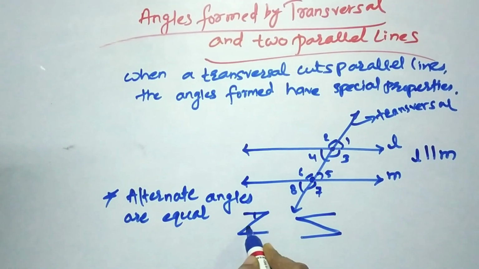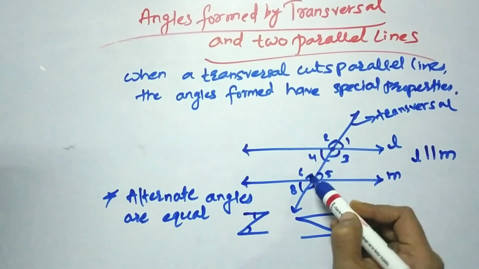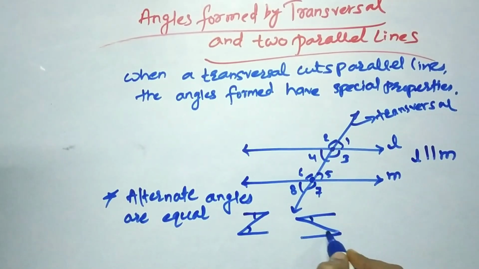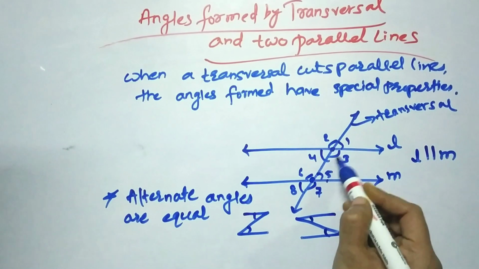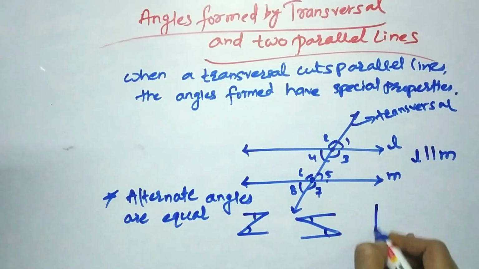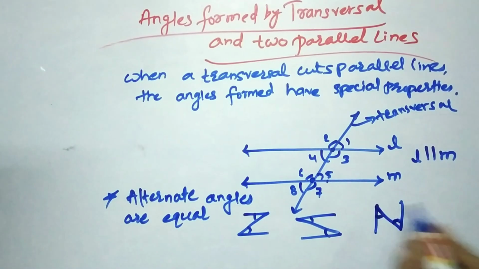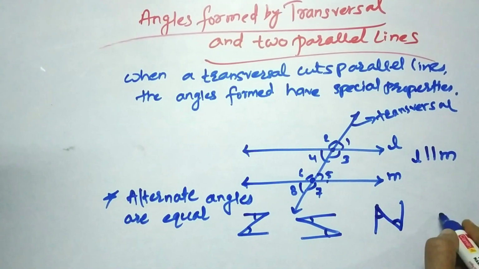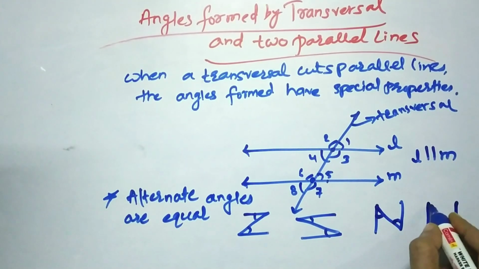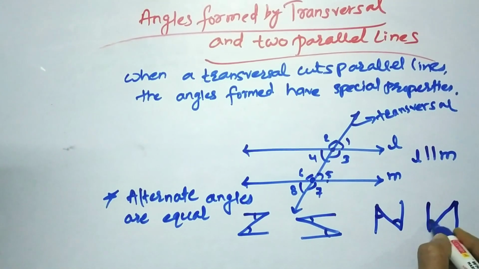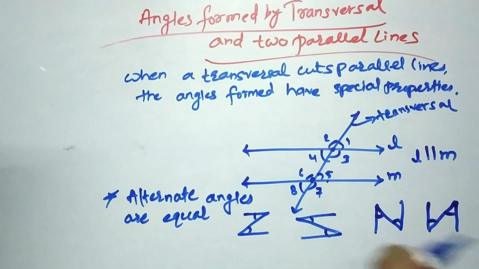So this angle and this angle, meaning this 3 and this 6, or this one and this one, or it may be like this shape. These are the two parallel lines, so this angle and this angle. Again you can have these two parallel lines, and in this way this and this are alternate angles and their measures are going to be equal. This is the first property.